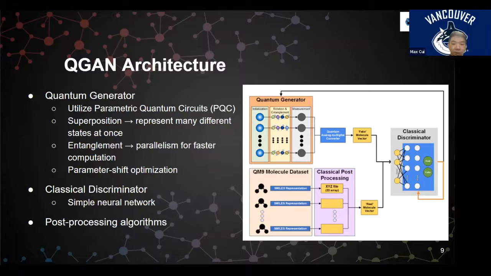And now finally, we have our output post-processing algorithms, which allow us to convert our data into formats that can be operated on in the quantum and classical domains. So we can switch back and forth between our generator and discriminator with ease.